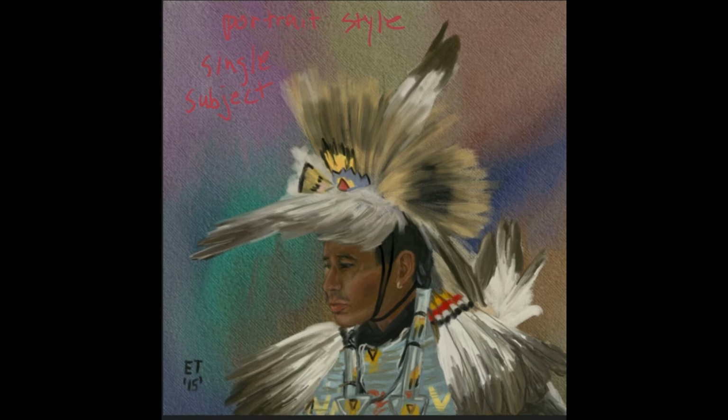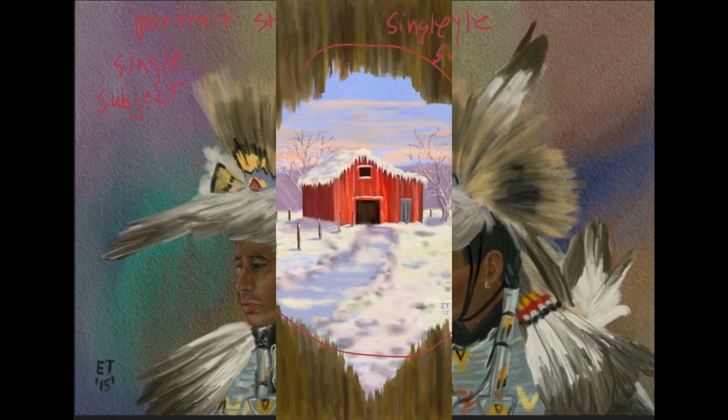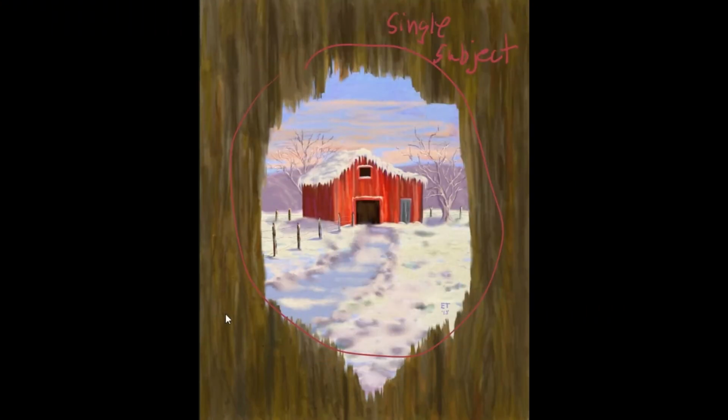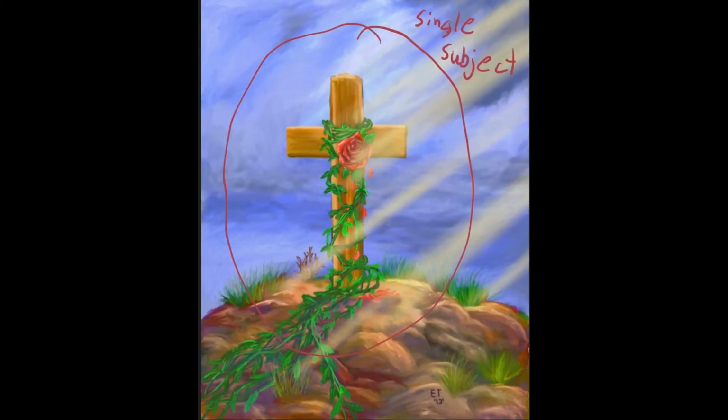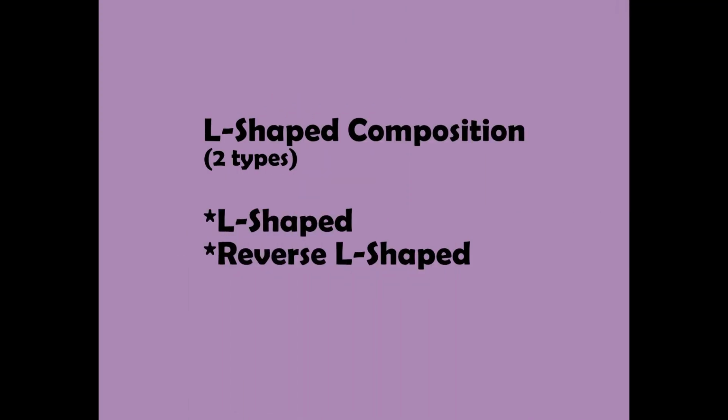As you can see here with my Eagle Dancer portrait, it's just one subject. And then the next example is an old barn in the snow, and you can see it through a knothole. So that kind of makes it a single subject as well. And then this one here with the cross and the roses on it is also sort of the single subject of the painting. And there's a little bit of things around it, and I'll talk about those later on as to what they are.